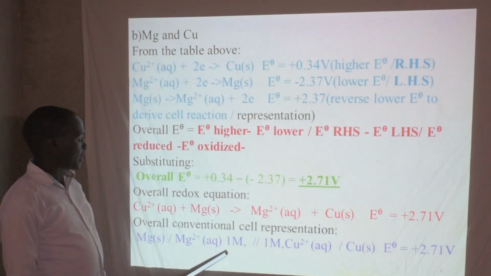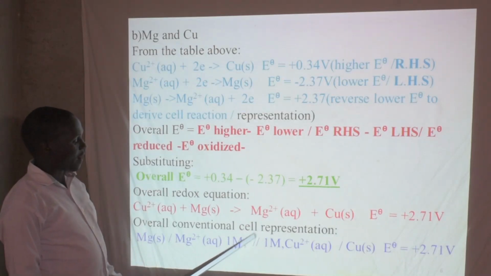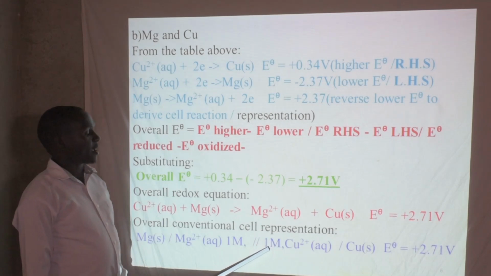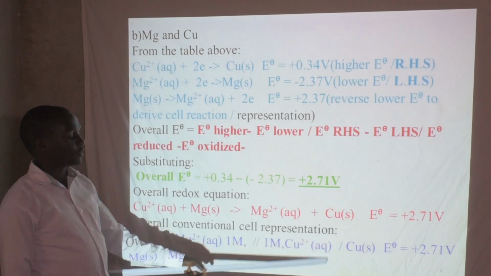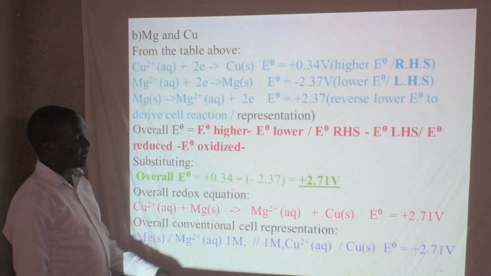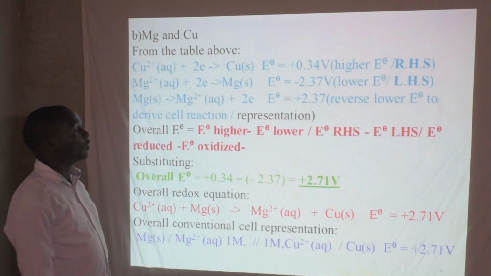The overall conventional cell representation here will be magnesium, phase boundary, then magnesium ions in 1 mole, then the salt bridge, then copper ions, then phase boundary, then copper solid. Then this is the E naught value of 2.71 volts. That marks the end of our presentation.